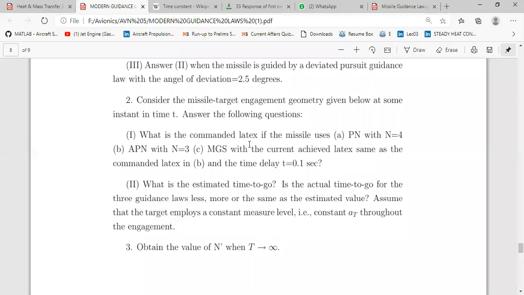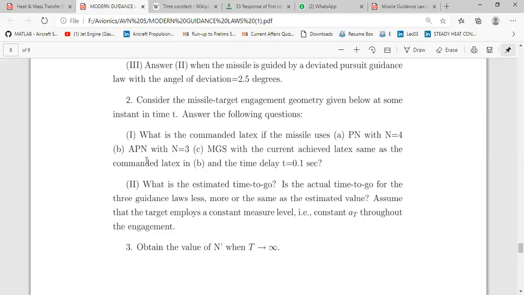Consider the missile target engagement geometry given below for an instant time t, and we need to answer the following question. We need to find the latex command if the missile is using PN with N equal to 4, that is your navigation guidance constant, and we got the latex command value. Now similarly for APN, we want to find out the latex command with N equal to 3. So what is the difference between PN and APN?